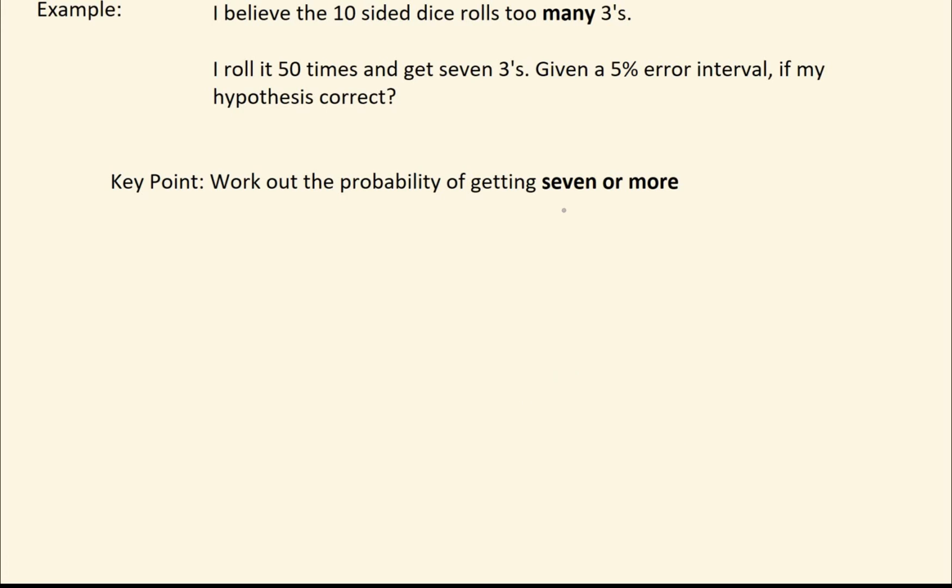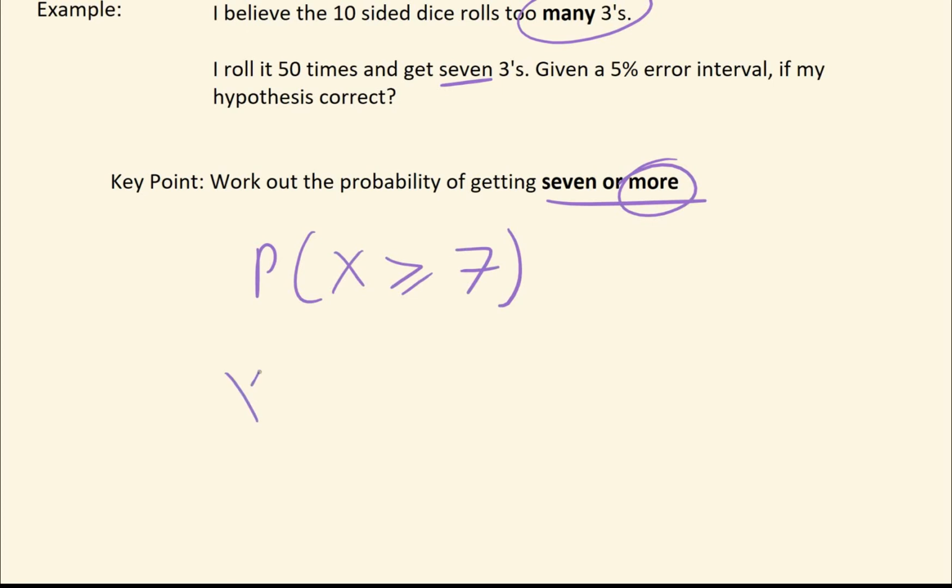So for this question, I want to work out the odds of getting 7 or more threes. Again, it's 7 or more, because I'm worried about getting too many threes. So I'm working out the odds that x is greater than or equal to 7. Let's define it as well. This is going to be binomial, because it's either success or failure. We have 50 trials, and the odds of getting any number should be, if the dice is not biased, 0.1. So here, you always put in the probability that you expect it to be, or that it should be if it was fair.